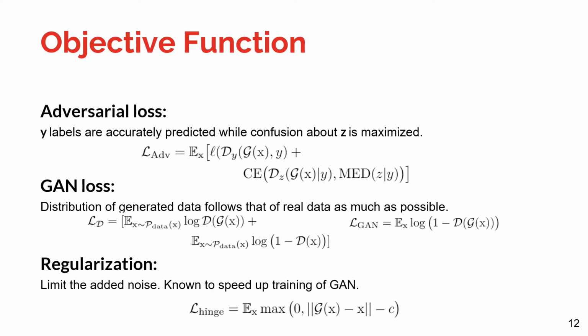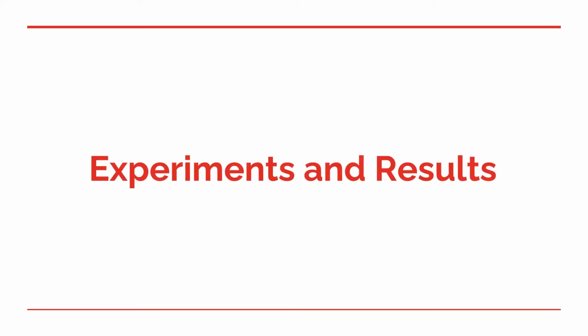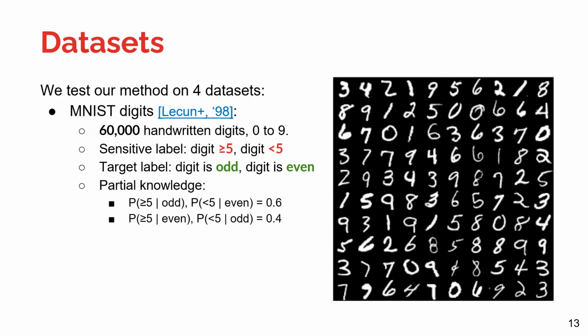This is known to stabilize the training process and speed up the training of the GAN. We can now move on to the experiments and results. First, we take a look at the datasets that we have used. Here we use 4 datasets in total.